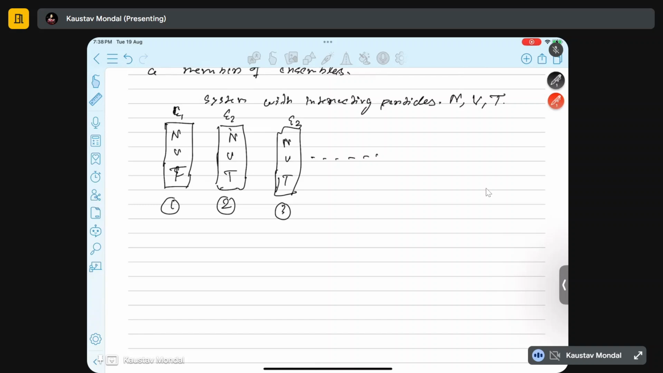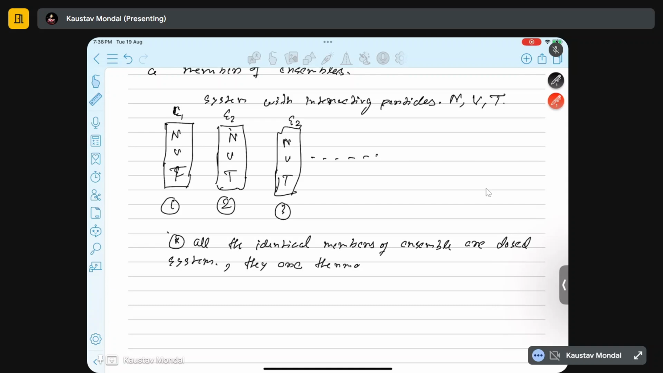Now all these identical members of the ensemble are closed systems. That means they are thermally connected. So they equilibrate at a particular temperature T.